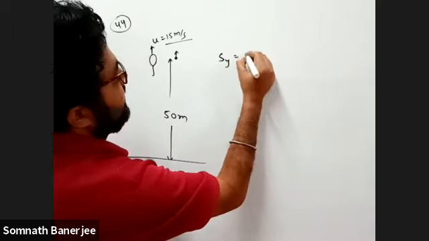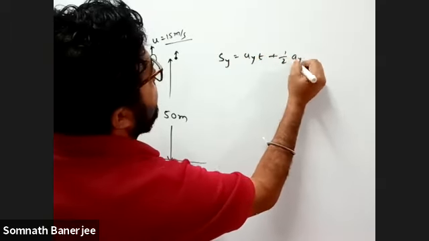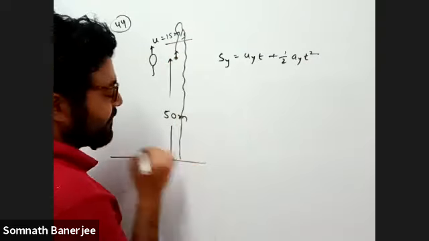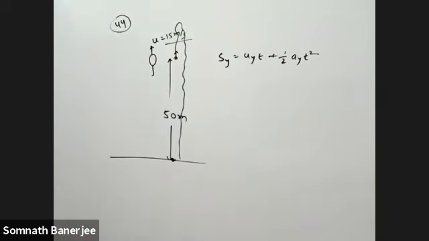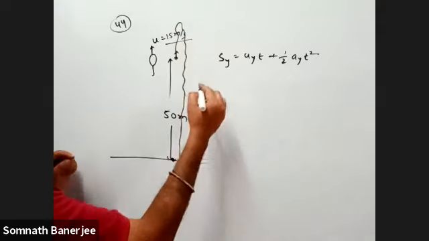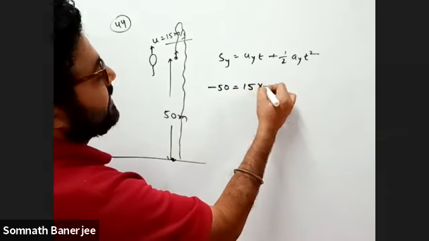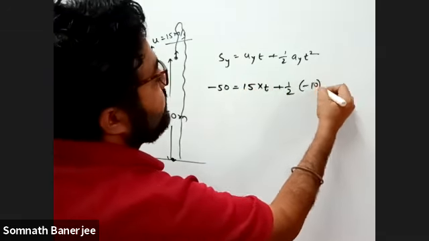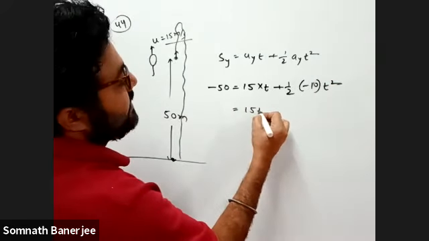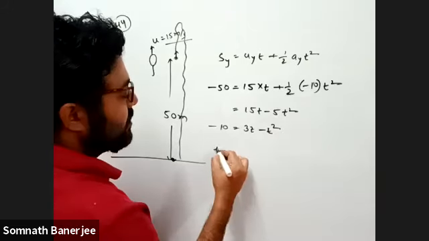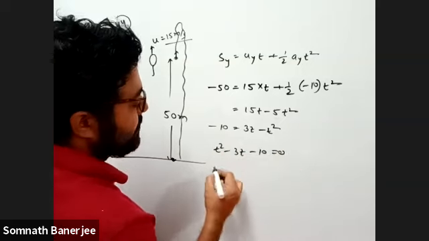So what you write? s equals ut plus half at square. अब देखो, स्टोन ऊपर जाके फिर नीचे आएगा। So this is the initial, this is the final. तो फाइनली किधर आएगा? नीचे ही ना आएगा। So displacement, up or down? Down. So minus. समझ में आया? मेरा वाला तरीका यूज करो, सबसे आसान है। -50 equals 15 into time plus half, g always negative, 10 t square. So -50 equals 15t minus 5t square, divide by 5: -10 equals 3t minus t square. So t square minus 3t minus 10 equals 0.